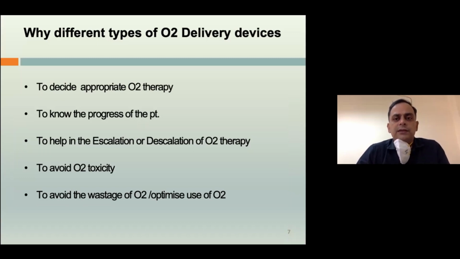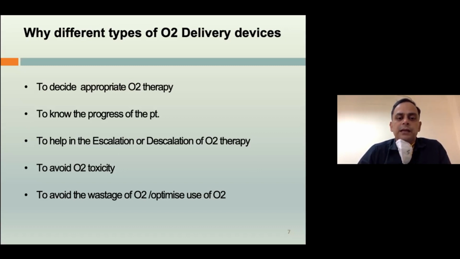Now, coming to the various devices: why are different oxygen delivery devices needed? First of all, we have to decide what the appropriate oxygen therapy is, and administer it using that device. Then, over a period of time, we come to know the progress of the patient, and we can communicate easily that this patient is now on nasal prongs, or requires a mask, NIV support, or high flow nasal cannula. So it tells us about the progress of the patient and how he is behaving.